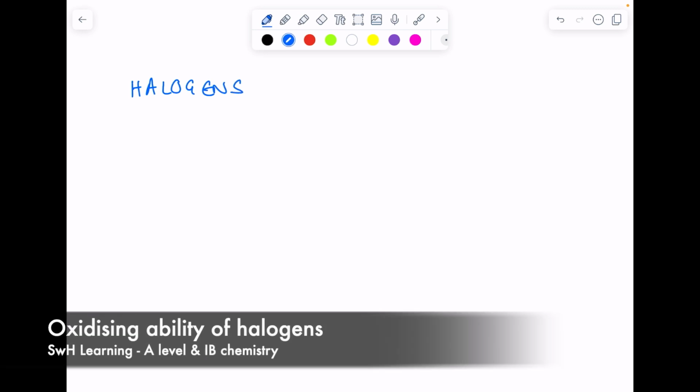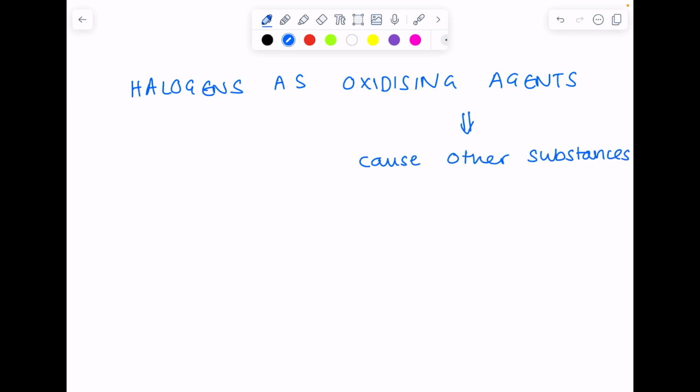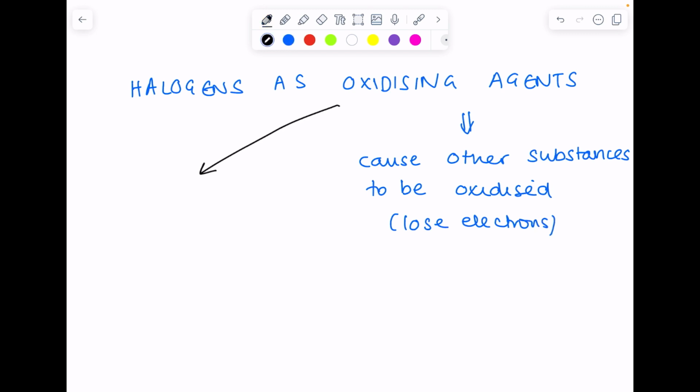Now we're going to consider the ability of halogens to act as oxidizing agents. Remember, oxidizing agents cause other substances to be oxidized, which means to lose electrons. And by definition, therefore, oxidizing agents are themselves reduced at the same time, which means they must have gained electrons. Always bear in mind what's happening with electrons in these sorts of reactions.